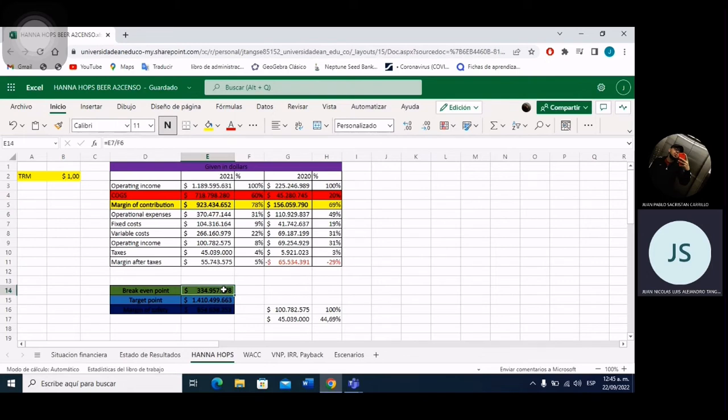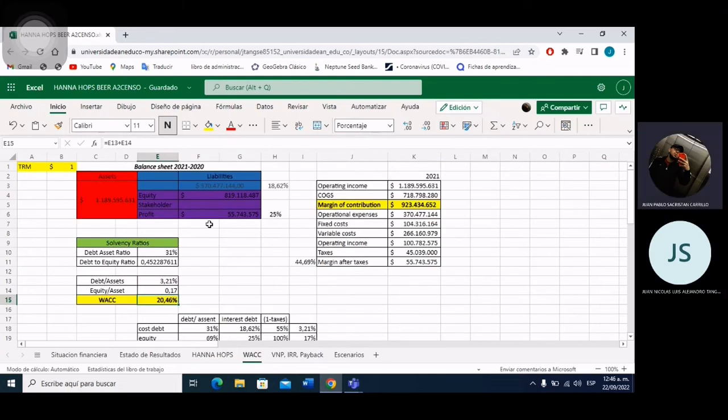Then we have the breaking point, which we use to compare the market price of an asset to its original cost. And then we have the target point, which is an aspiration, the actual goal that the company is trying to reach. And finally, we have the margin of safety, which we use to measure the reduction in sales that can occur before the breaking point of a business is reached.